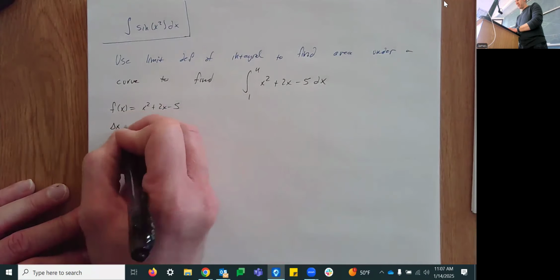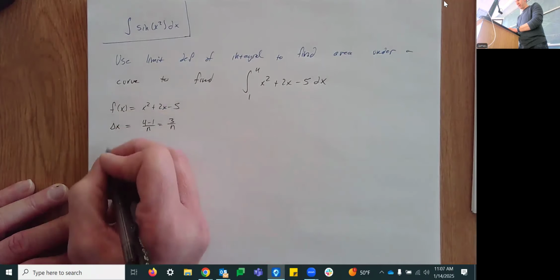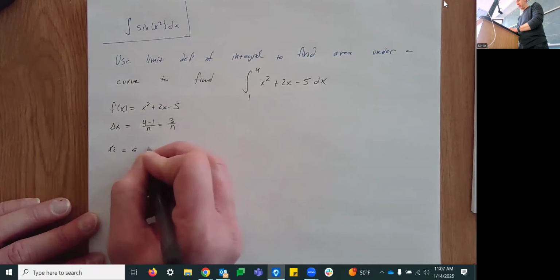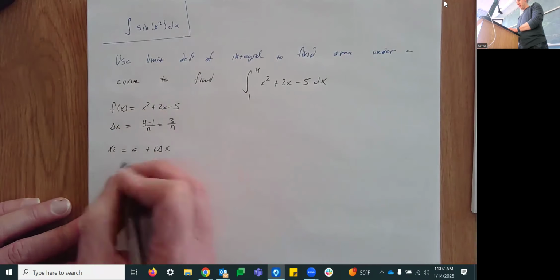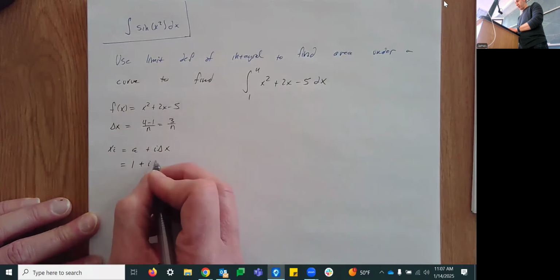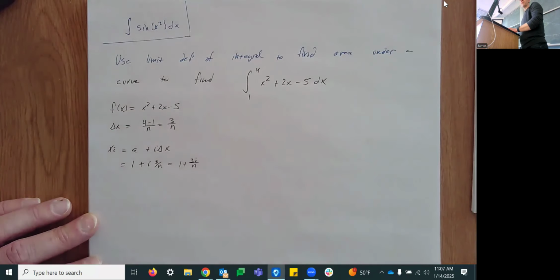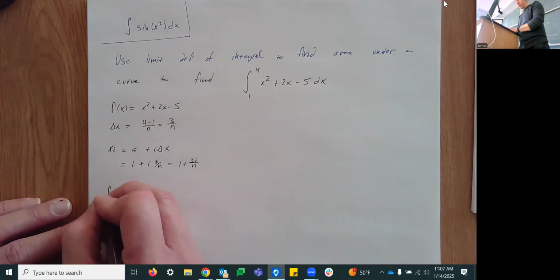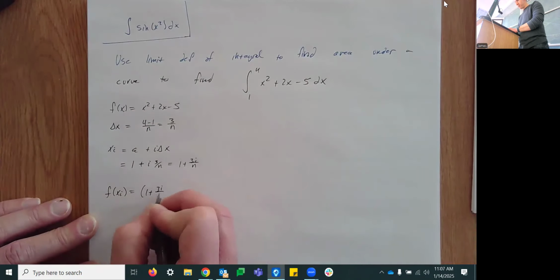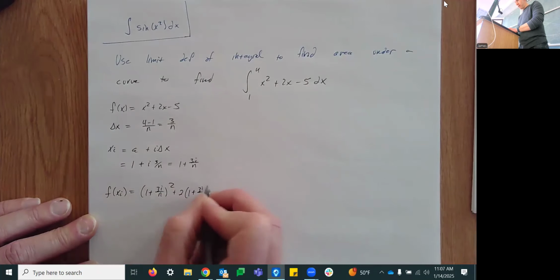Our delta x is your typical 4 minus 1 over n, which is 3 over n. And your x sub i, you would probably just memorize the formula. It's always going to be your a plus i times delta x. In this case, it's going to be a, which is 1, plus i times 3 over n. Or as I would probably write, 1 plus 3i over n. And then my f of x sub i, kind of terribly, is going to be that thing squared plus 2 times that minus 5.